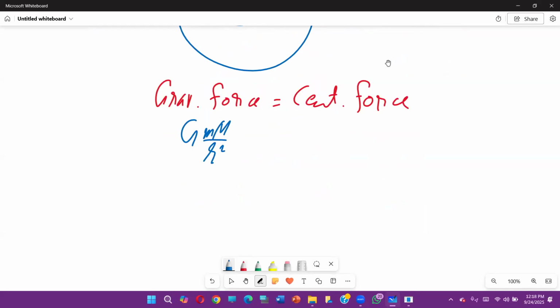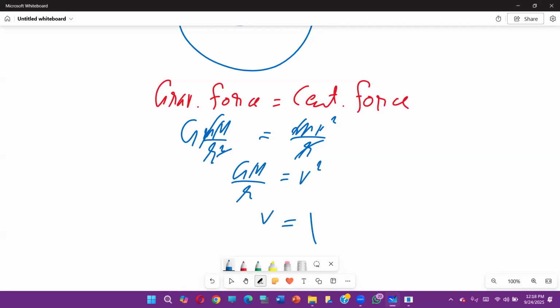Now look at the screen. On the right side, should I write centripetal force mv square upon r? R cancels, m cancels, then GM upon r is equal to v square. What is v? Now what is this formula?